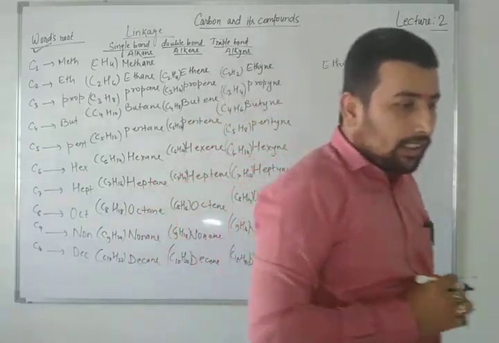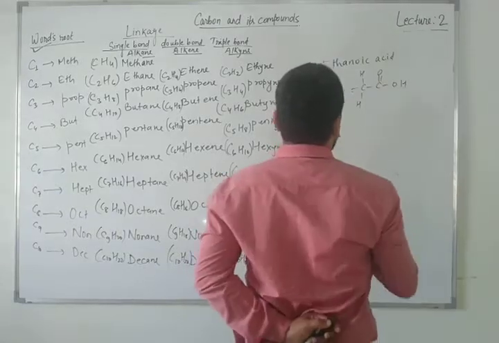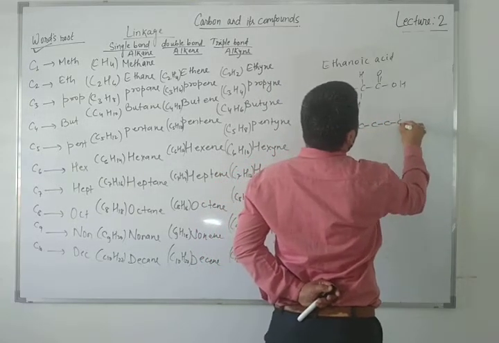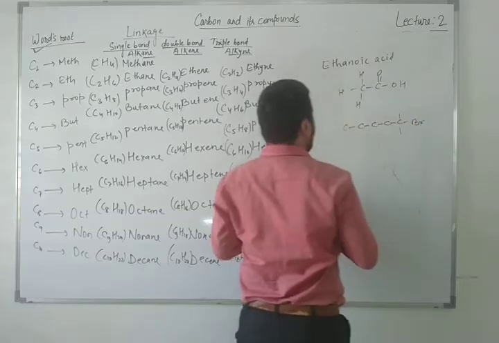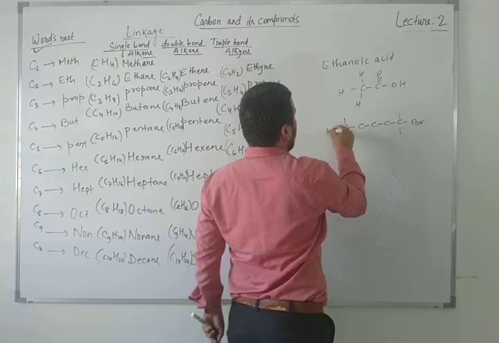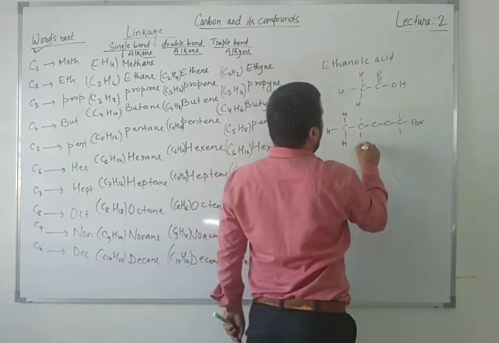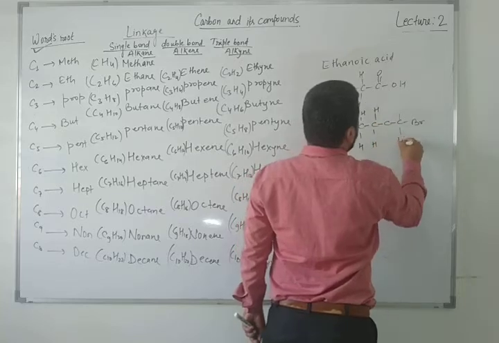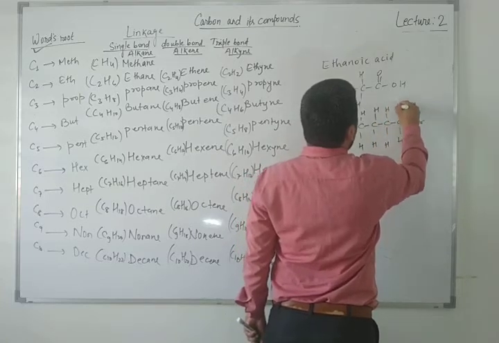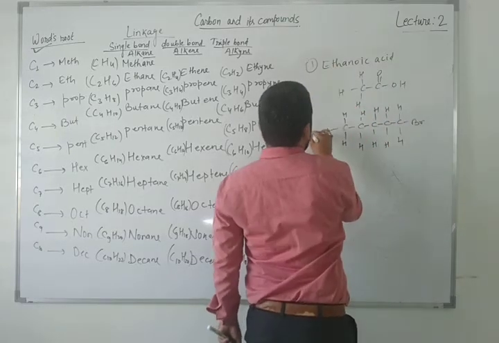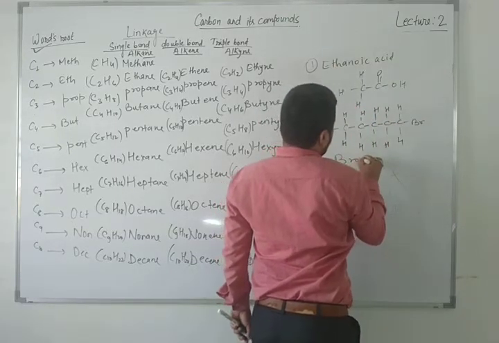Second is bromopentane. 5 carbons attached with 1 bromine. 1, 2, 3, 4, 5. One is attached with a bromine atom. The rest are attached with hydrogen atoms. So you can draw their hydrogens, and it is bromopentane. This is ethanoic acid and this is bromopentane. You can write, the first one is ethanoic acid, the second one is bromopentane.